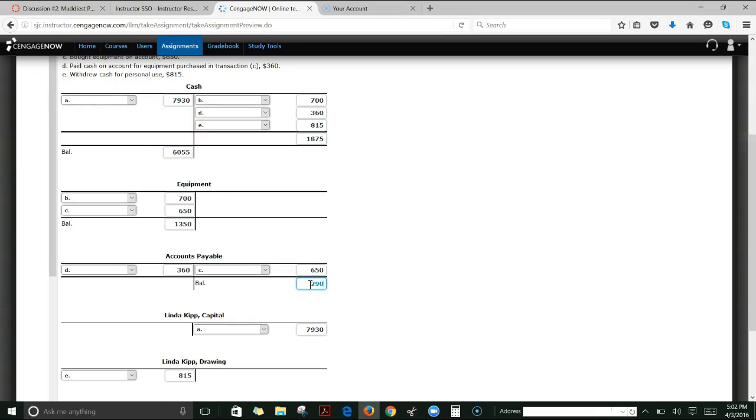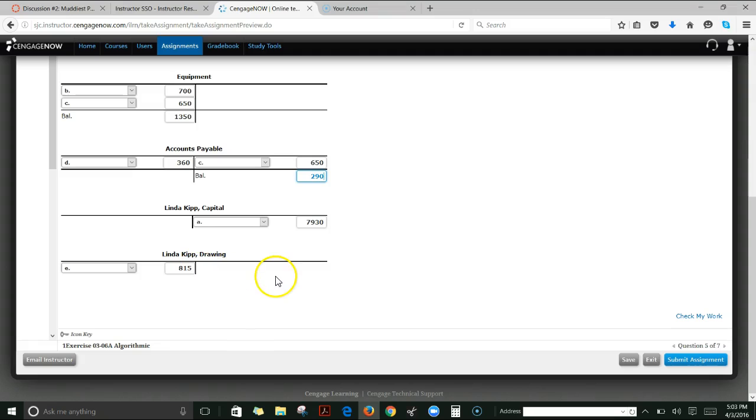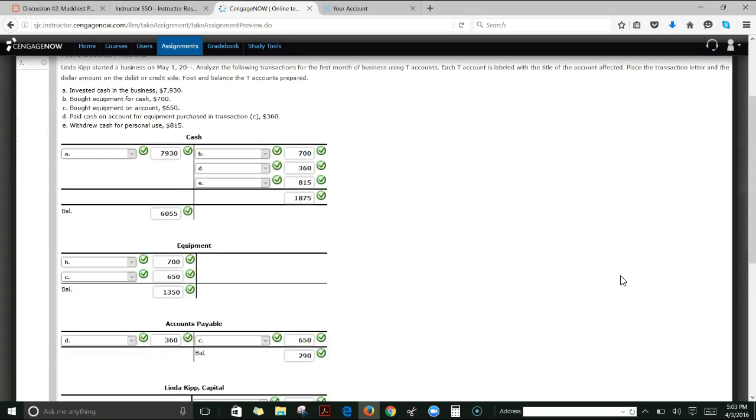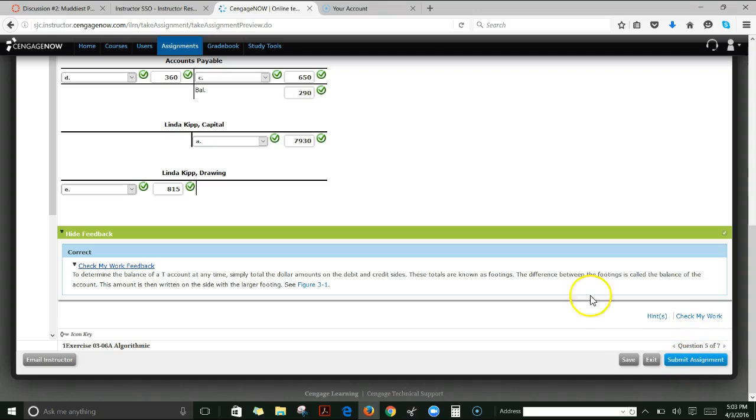Cortana's trying to add it for me. We'll ignore her. Okay, 7930 for capital and 815 for drawing. You don't have to do any footing since there was only one entry there, and check your work. Okay, and when you're sure it's accurate, then you can go on and submit your work.